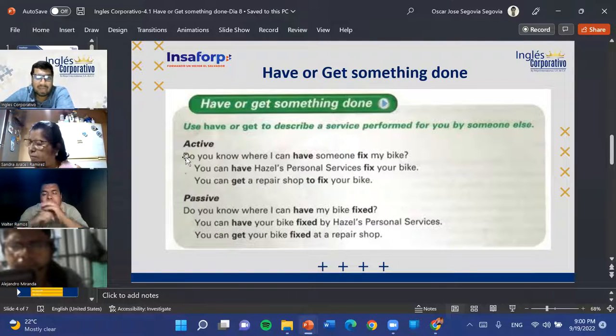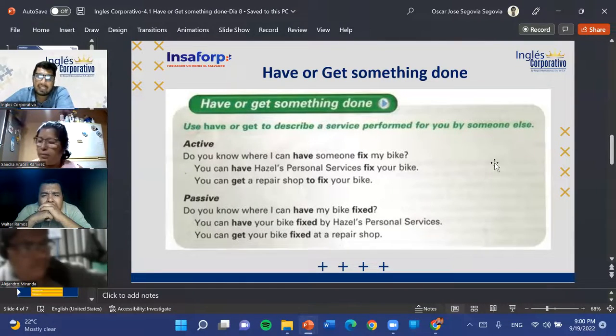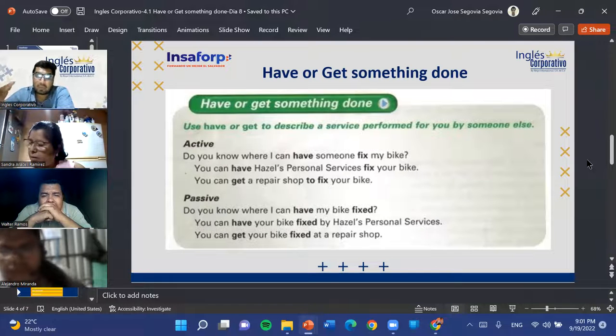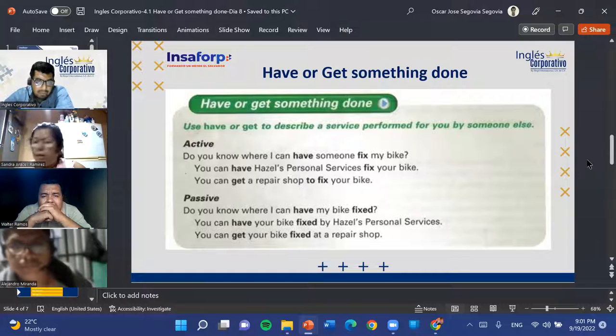So the question for active voice: do you know where I can have someone fix my bike? I need to know the person who can fix my bike. I need to fix my bike, yes, but I want to know about someone who can do it. That is the question that I have, someone.